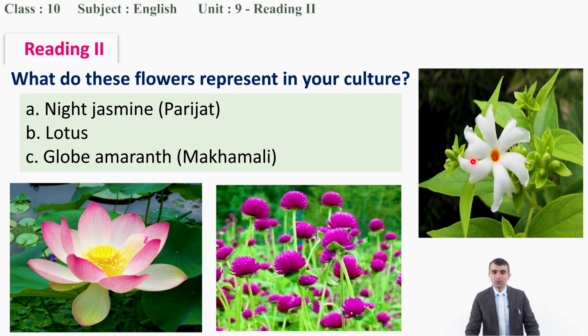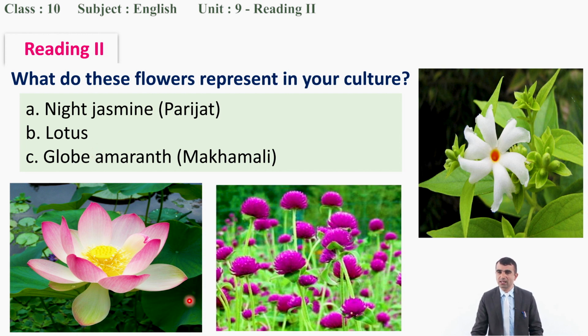Good. Similarly, the second flower, lotus. Which one is lotus here in the picture? Good, this one is lotus. Have you seen lotus in real life? Where have you seen it? Is it in your garden? No. Generally, where do you find it? In ponds. Yes. What does it represent then?